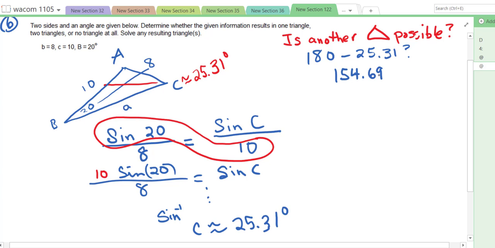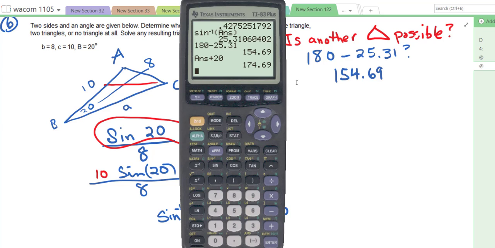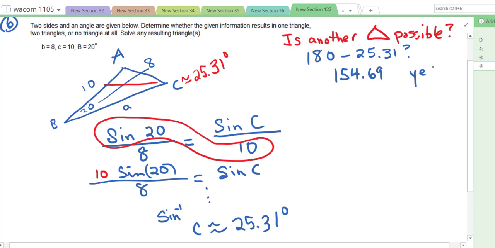All right, and we have one that is 20. That would give us 174.69. We don't know the other one yet. So it is possible. So yes, it's possible. So there's going to be two triangles. So let's go ahead and get the third angle on this triangle. And then we'll come back and we have to get the other pieces here.